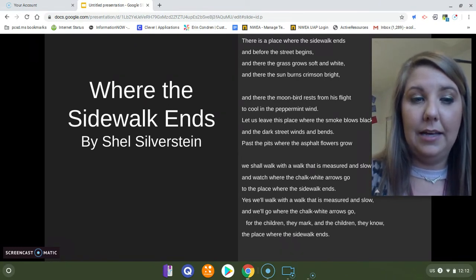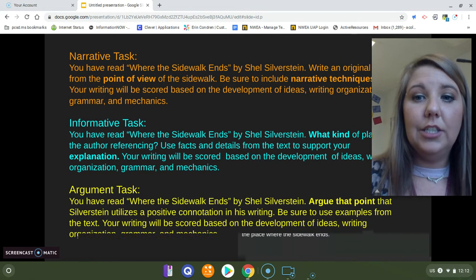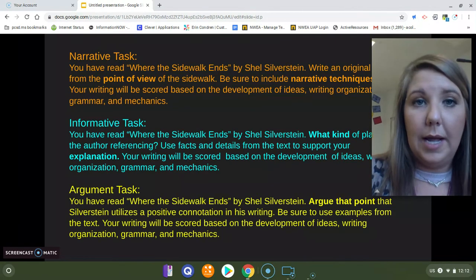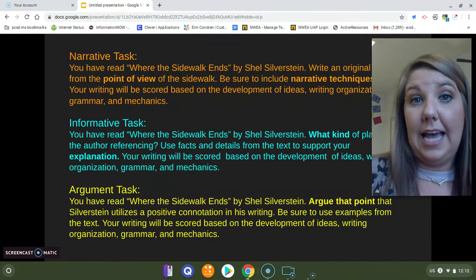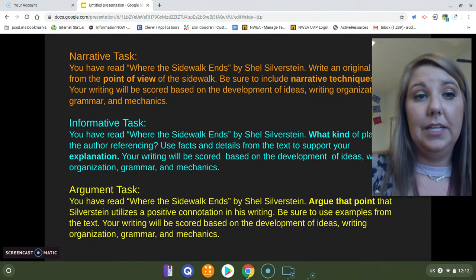Beautiful poem written by him, Mr. Silverstein there. Let's look at our task. If I were to provide a task for this poem, I could provide either a narrative task, an informative task, or an argument task. We're going to look at what these could look like and how to know which is which.